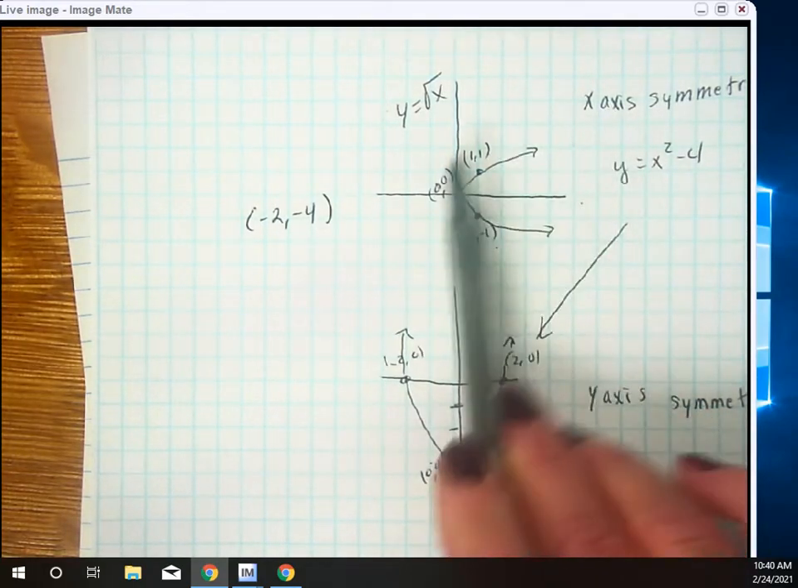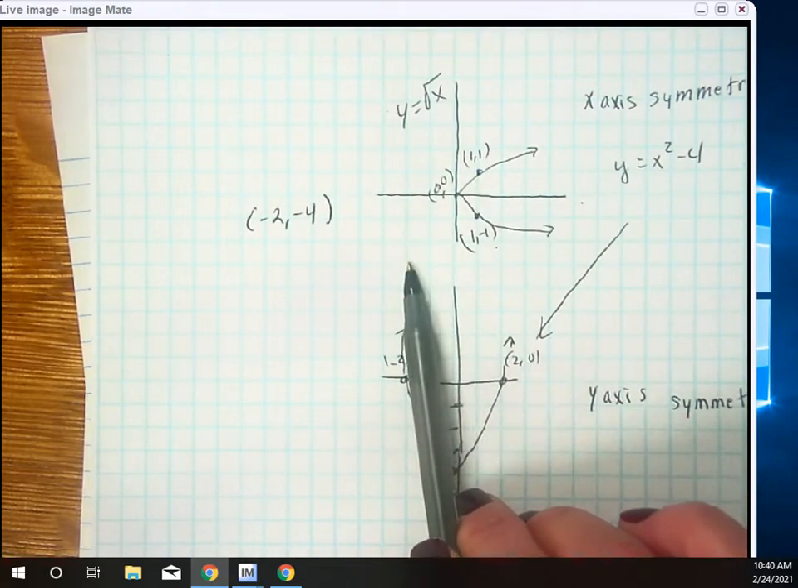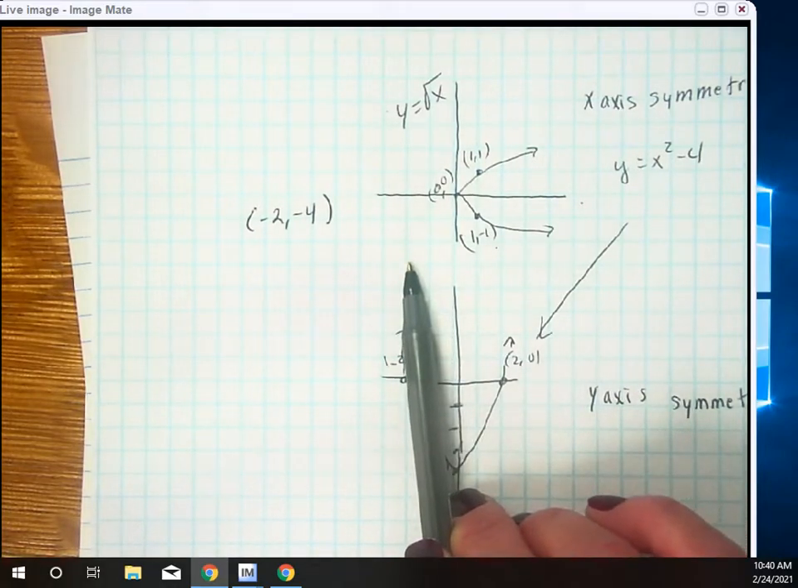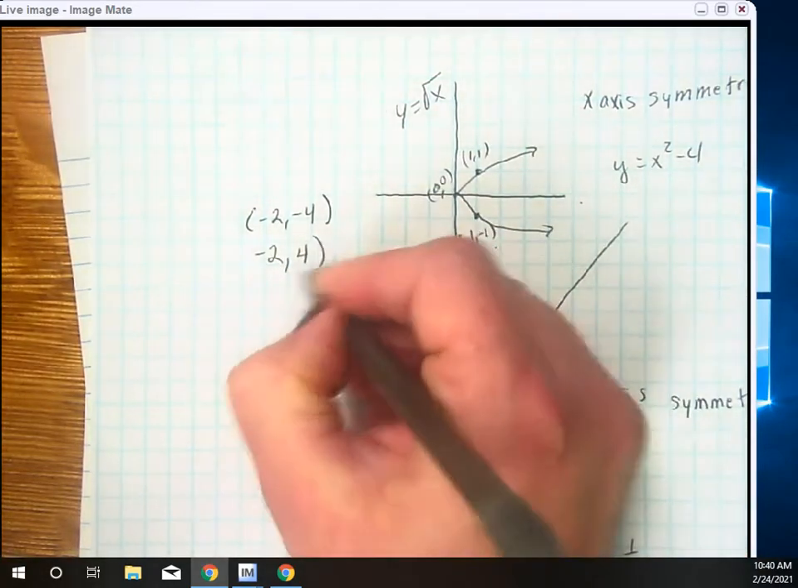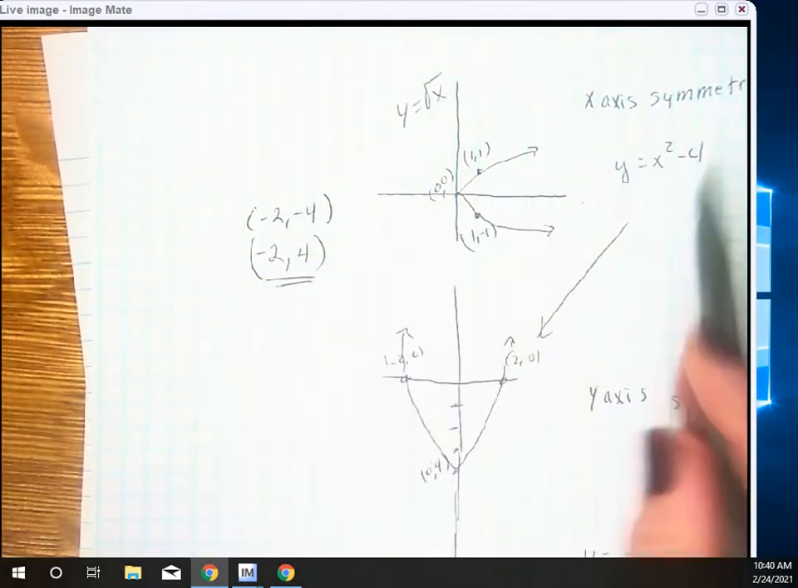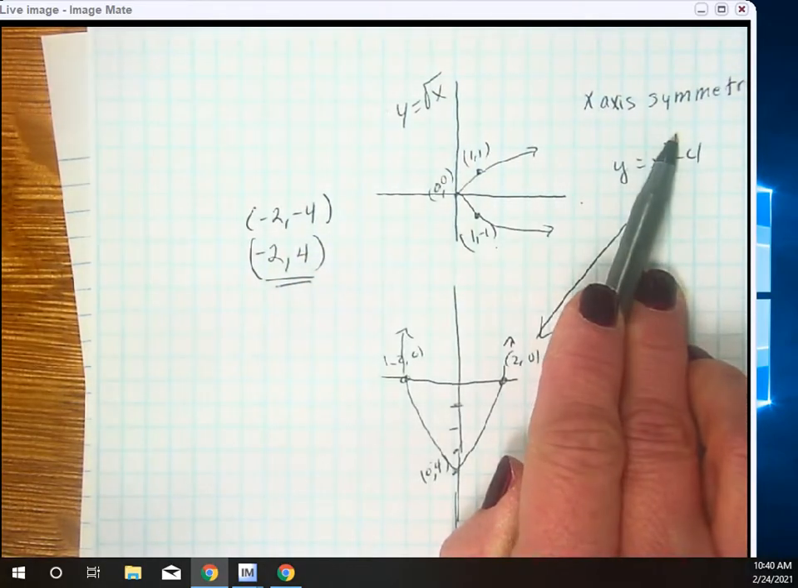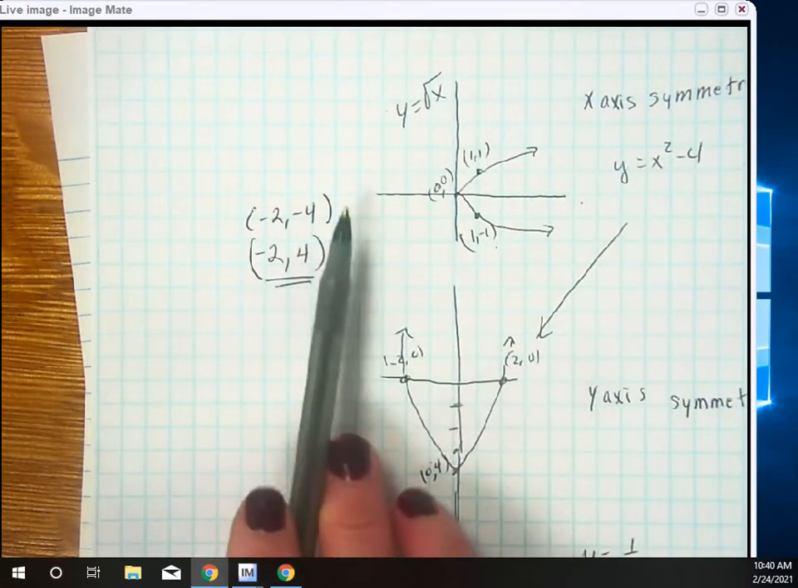(-2, -4) is down here. So what is my new point? If it's reflected, yeah, (-2, +4) is the new point with respect to the x. Now, same point.